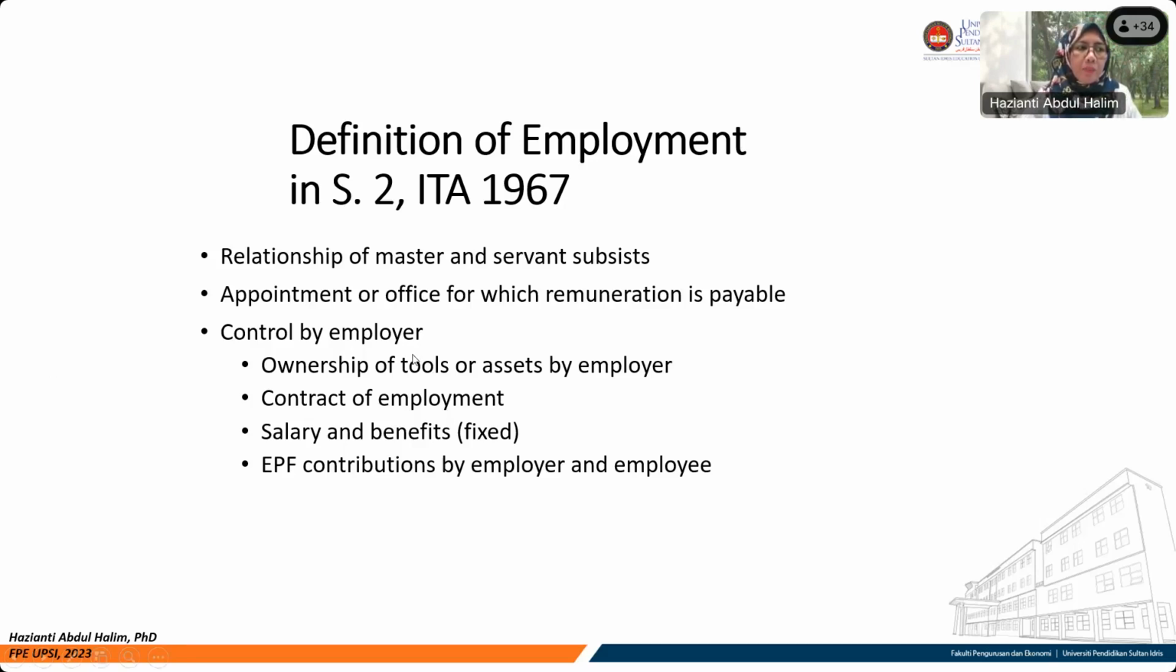For example, the ownership of tools or assets by the employer, and the contract of employment. The first thing that you will do when you receive an employment offer is sign a contract. So you have a contract of employment, and the salary and benefits normally are fixed. As well as that, you are going to have what we call an EPF contribution by both the employer as well as the employee.